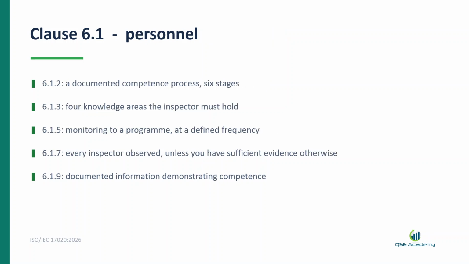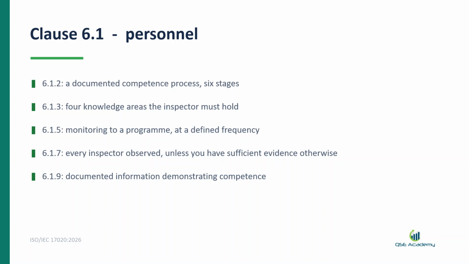Clause 6.1, personnel, and this is the heart of an inspection body assessment. 6.1.2 wants a documented process for managing competence covering 6 stages: determining requirements, selection, initial training, authorization, monitoring, continual training. 6.1.3 lists 4 knowledge areas your inspectors need, to the extent required: the technology used to make the product or operate the process, how it is used or delivered, the defects and failures that can occur, and the significance of deviations.